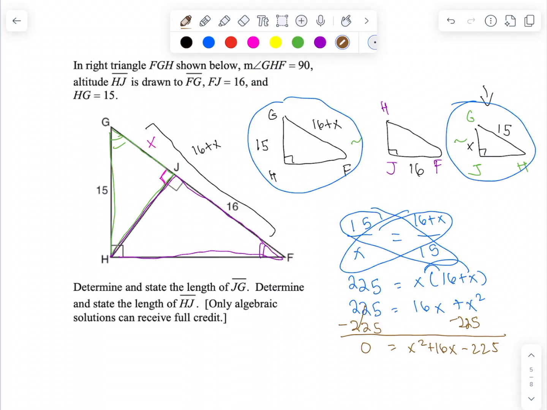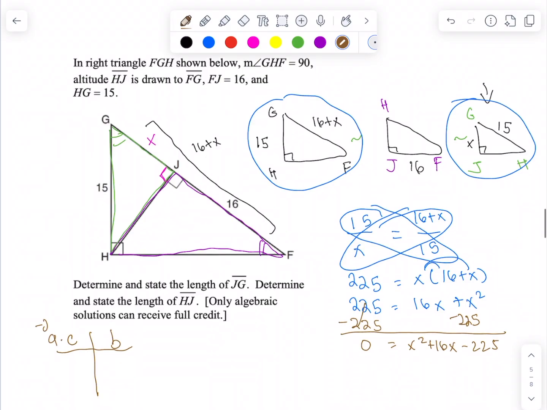And then what you're doing is you can make your A times C B chart. You might remember that from Algebra 1. Your A times C is negative 225, and your B is 16. So what you're looking for is two numbers that multiply to give you negative 225, and that add to give you 16. So first, I would think of numbers that multiply to give you negative 225. And then we can verify if they actually add up to give us 16 after that.